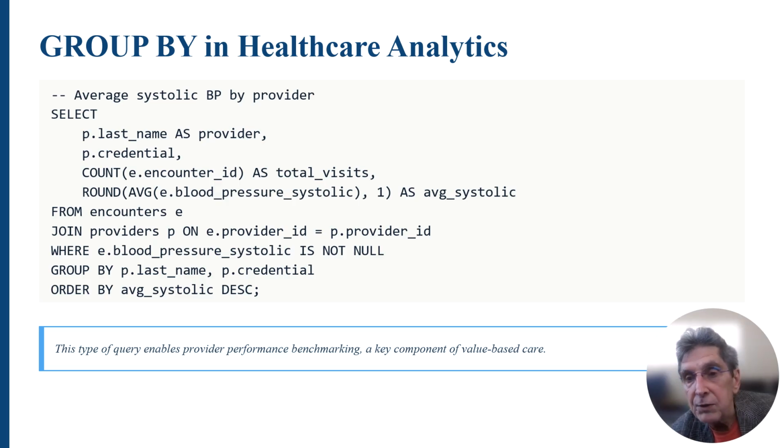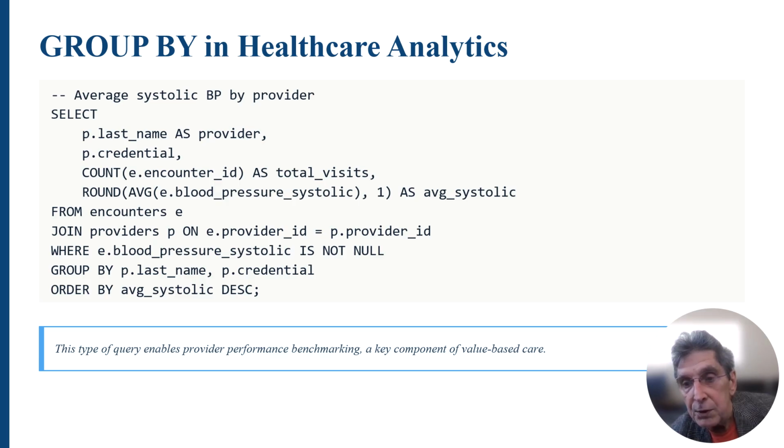So let's look at it carefully. This query does a join. It's going to join the encounters with the providers so we can get the provider's name and their credentials. It filters out the null blood pressure readings with the where clause. It groups by the provider, the last name, and credential, and for each provider, it calculates their total visit count, and the systolic blood pressures can then be averaged.